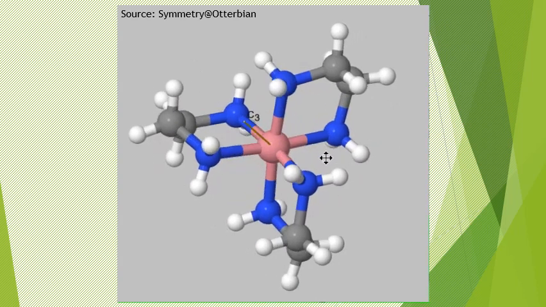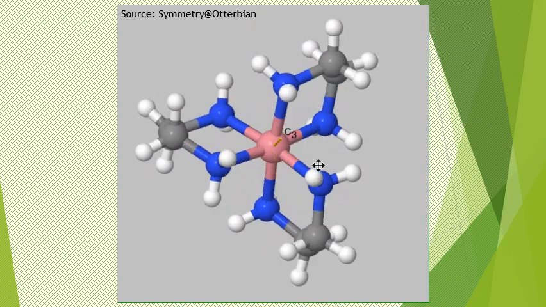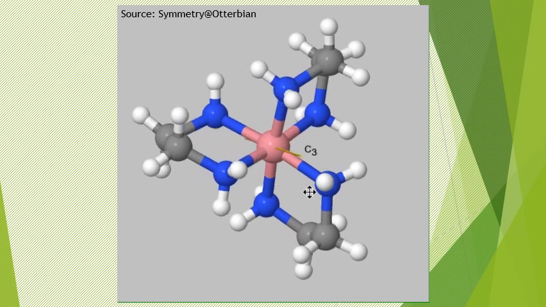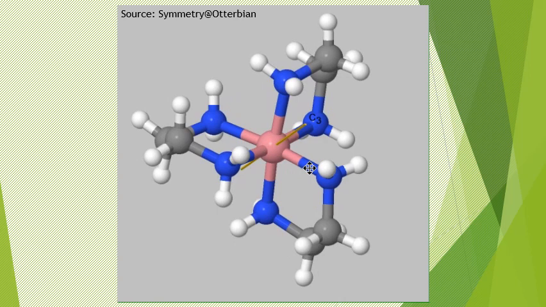Okay, now see, the C3 axis has been identified. So the molecule geometry is, in fact, octahedral. Now this nitrogen, this nitrogen and this nitrogen, you can make a triangle out of that, and the center of that triangle will serve as the C3 axis. So let me show the C3 operation now.